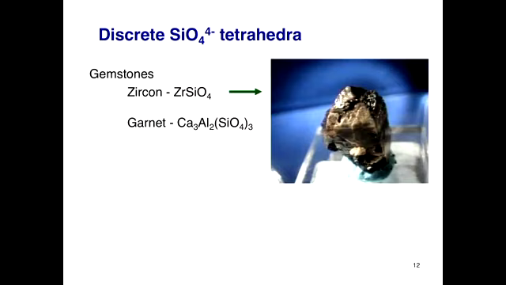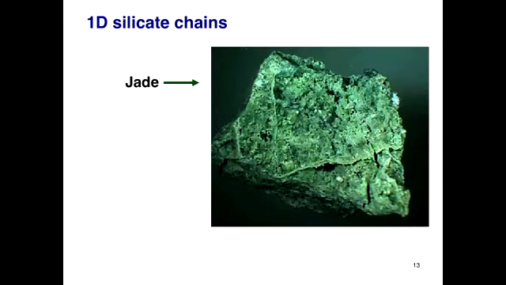Okay, this is one of the simplest types of silicates we can have, where we just have a discrete SiO4 unit, something in zircon. The Zr4+ is the counter ion for that SiO4 unit. The garnet, which is a gemstone, also has these SiO4 units as isolated structures. If we look at something like jade, we've got these polymeric silicate chains.